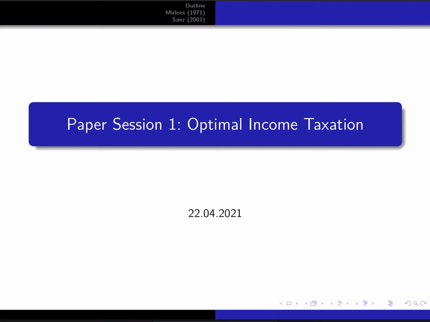So, welcome everybody to this week's exercise session, which will actually not deal with a problem set, but where we will talk about two papers within the topic of optimal income taxation.